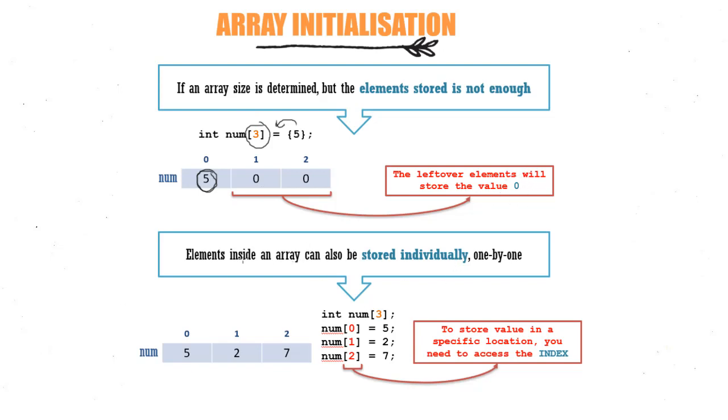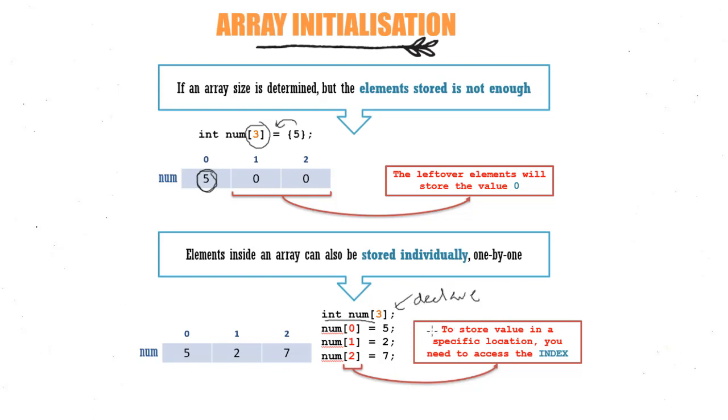The next thing, elements inside an array can also be stored individually one by one. Like I've said, each element inside your array needs to be allocated with its index. An index starts at 0, and the last element will be the size minus 1. So if you do int num[3]; semicolon, meaning that this is the declaration.